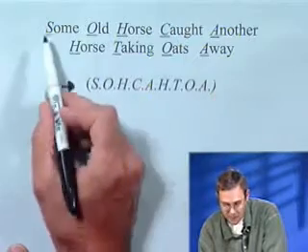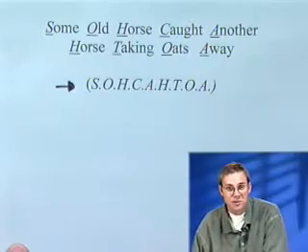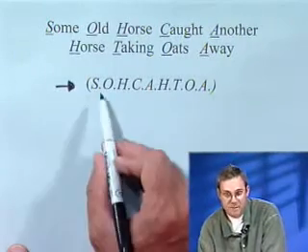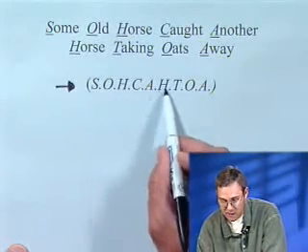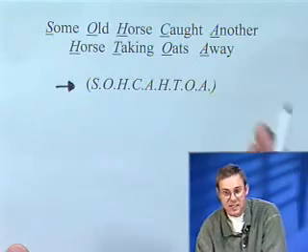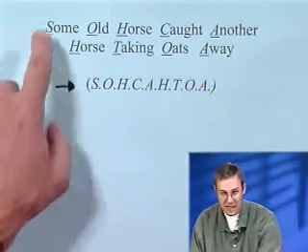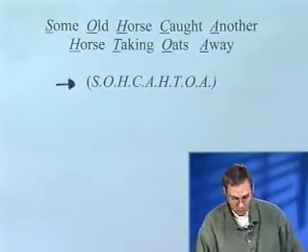Okay, so if you want to memorize this little saying, some old horse caught another horse, taking oats away, you've got it. Or if you're accustomed to Soh-cah-toa, sine, opposite hypotenuse, cosine, adjacent hypotenuse, tangent, opposite adjacent, that's fine too. But you've got to memorize these somehow. And this is just a nice little silly way to memorize it. Okay? All right, let's do one more problem.